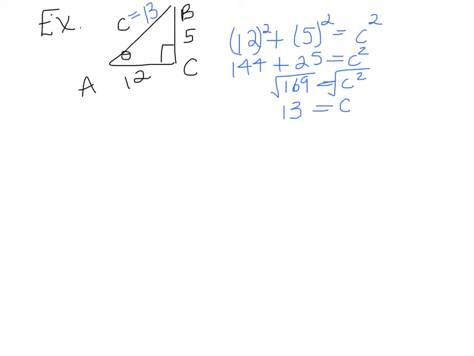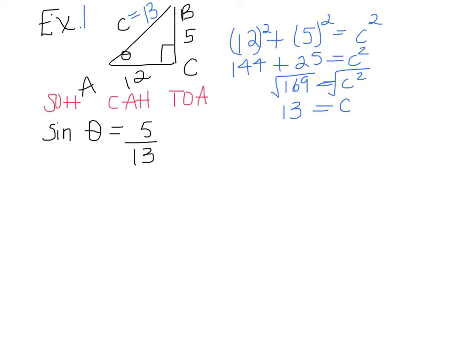So to find all of the 6 trig functions, then you do this. Sine of theta. Oh, always write this. SOHCAHTOA. So, remember, sine is opposite. So look at theta. What side is opposite? 5. Over the hypotenuse, which is 13.